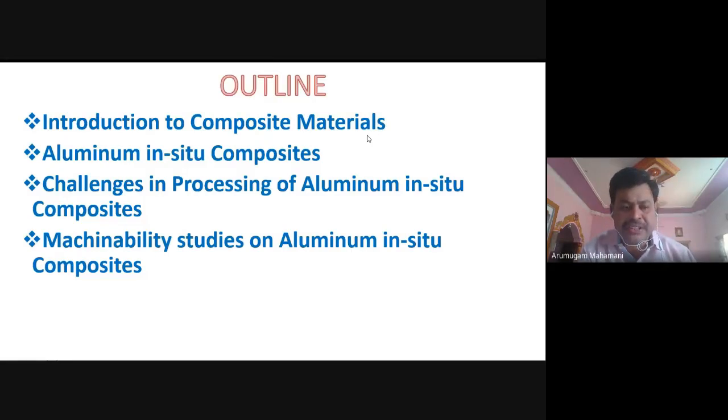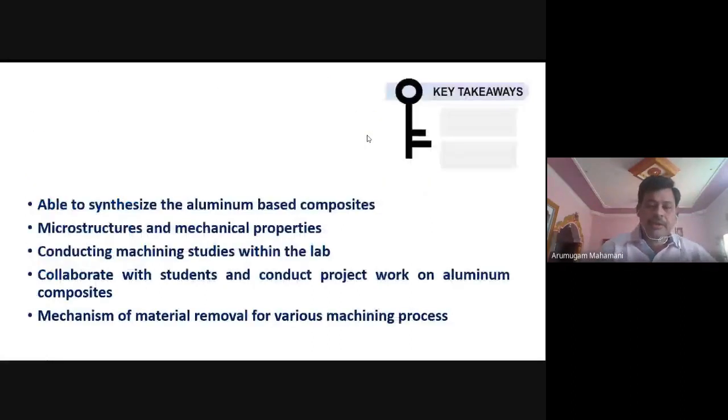the in-situ composite, and what are all the challenges I faced while doing my synthesis, and various machinability studies conducted through my students. Whatever work I am presenting, I did through my students' research group and the funded research part. As a teacher, outcome-based education is always the trend. At the end of the webinar, you will be able to synthesize aluminum-based composite and study microstructure and mechanical properties, conducting machining studies within the lab.